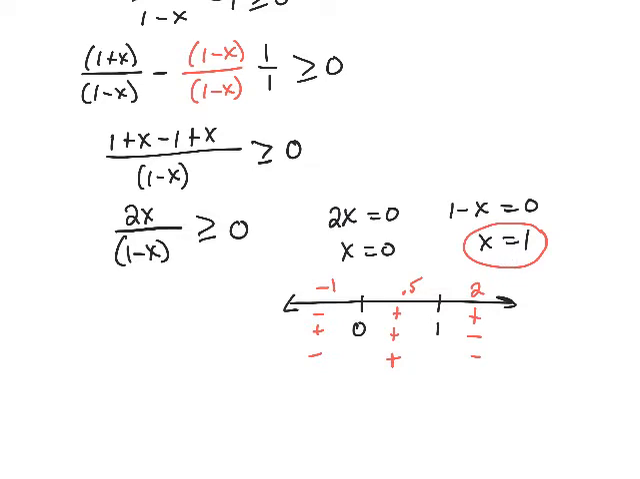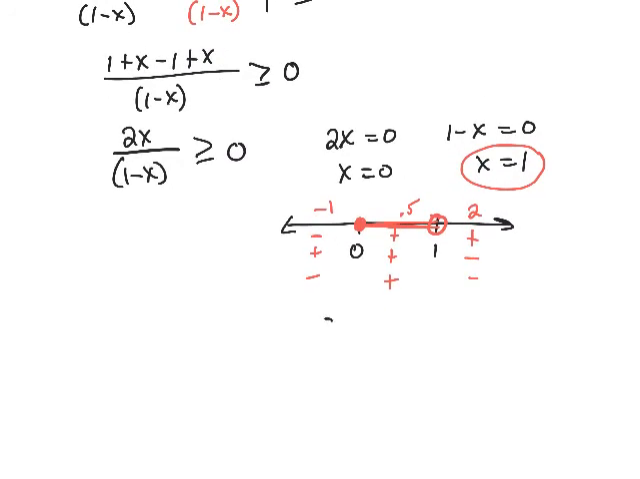So if I were to just graph this, it would be a closed circle at the 0, an open circle at the 1, and then you would want the values in between. So this is going to be square bracket 0 to 1 rounded. That's your solution.